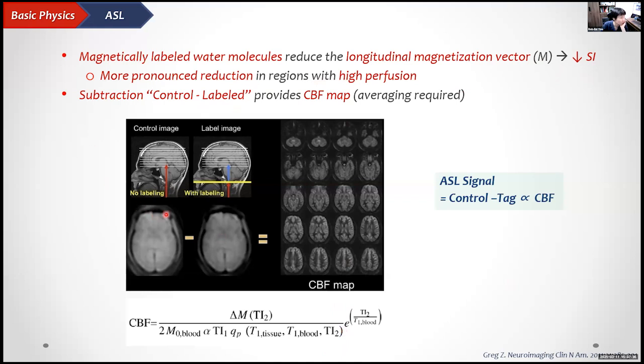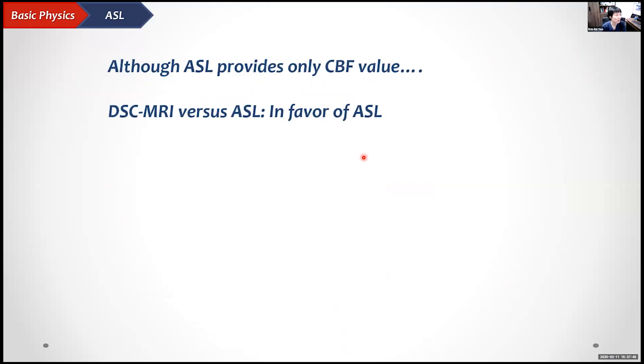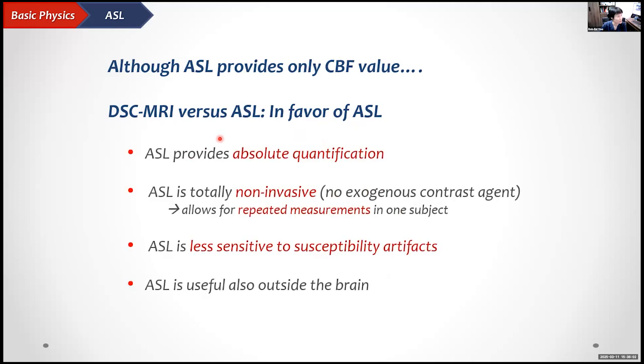So you have to scan twice, one without any labeling and the other one with the labeling at the level of the carotid bulb. Although ASL provides only the CBF value, in comparison to the other two perfusion-weighted imaging techniques, which provide many other values, it definitely has some advantages over the more commonly used DSC MRI in routine clinical practice.